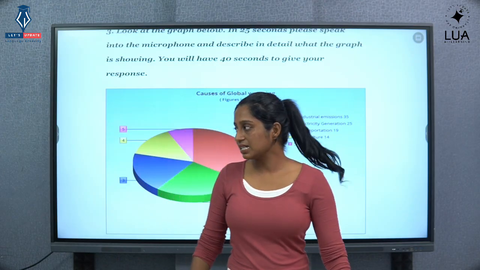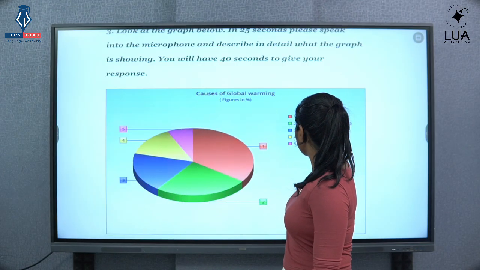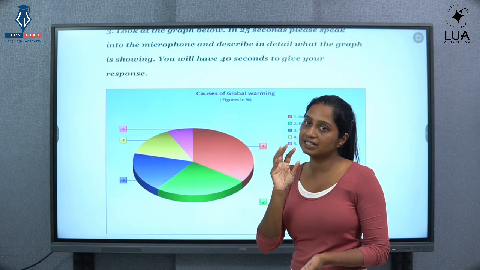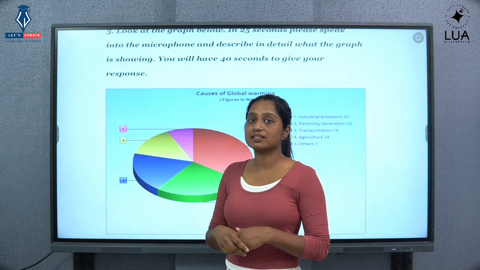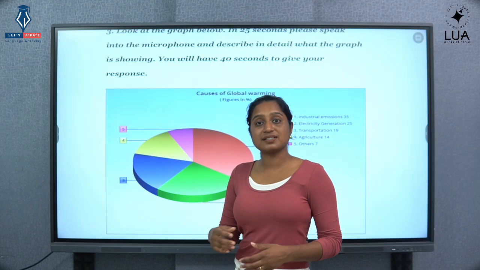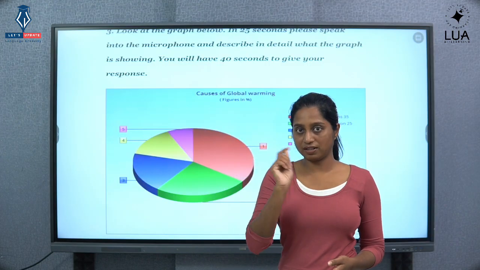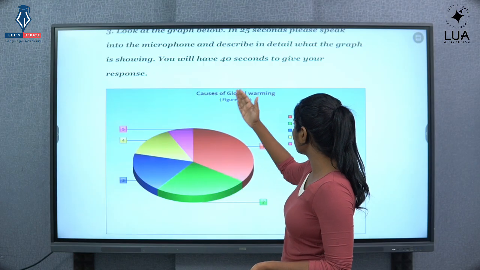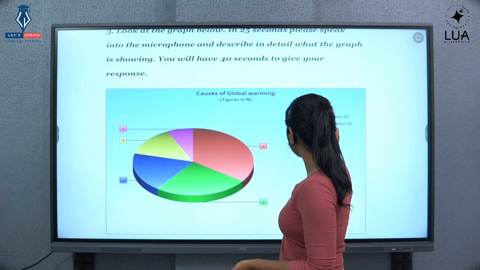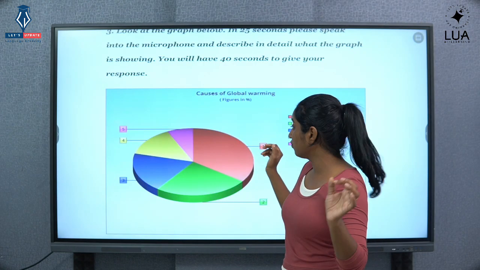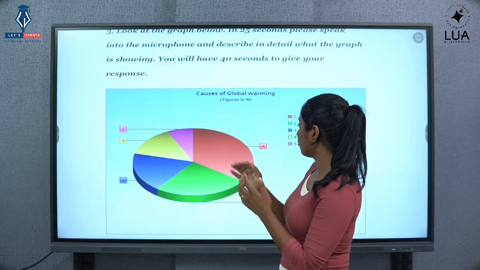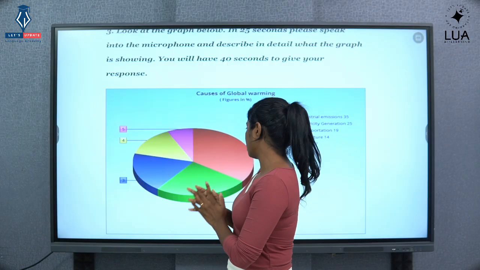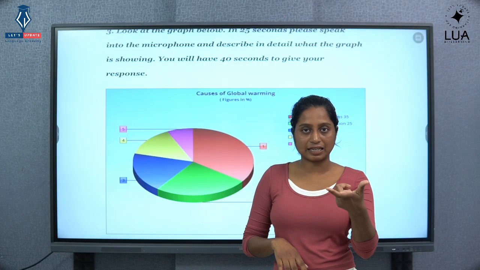The second highest is for electricity generation, which accounts for a quarter. 25 എന്നാണ് എഴുതിയിരിക്കുന്നത്. To show your vocabulary and the richness of your language, you can say a quarter. 25 നമ്മൾ a quarter എന്ന് represent ചെയ്യാം. And other important areas which contribute to global warming are transportation and agriculture, that is 19 and 14 respectively. And then 5% is due to some other insignificant factors. എഴുതാത്തത് കൊണ്ട് തന്നെ we call these insignificant factors.